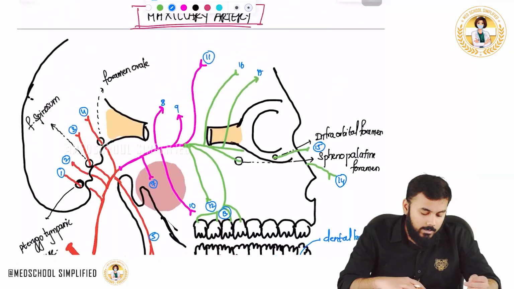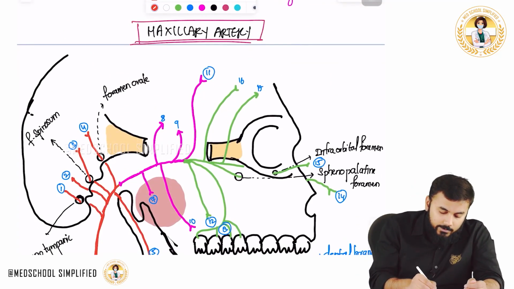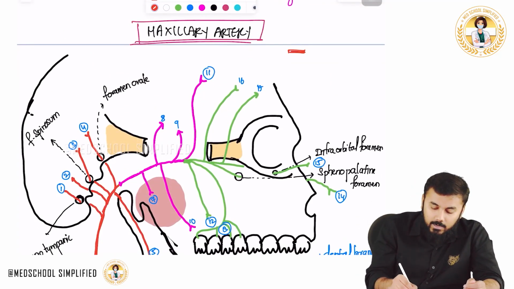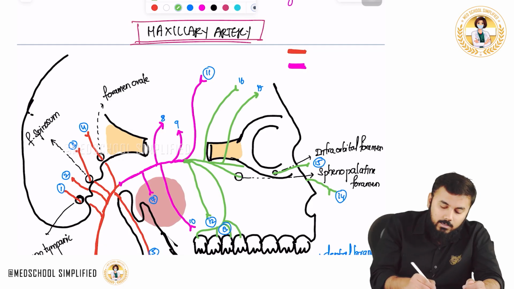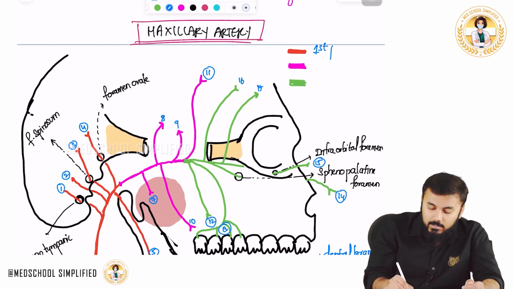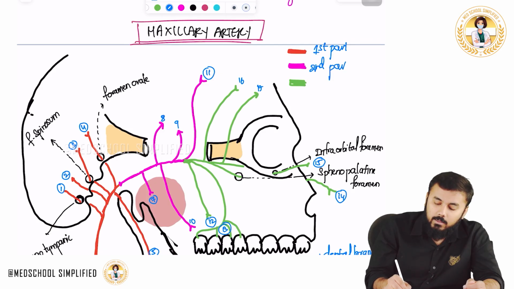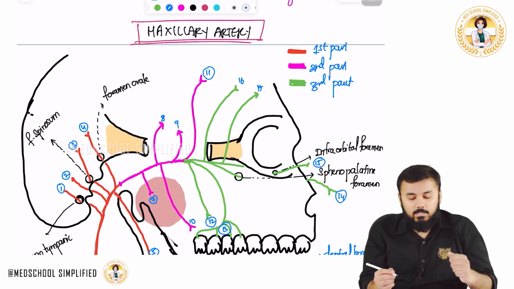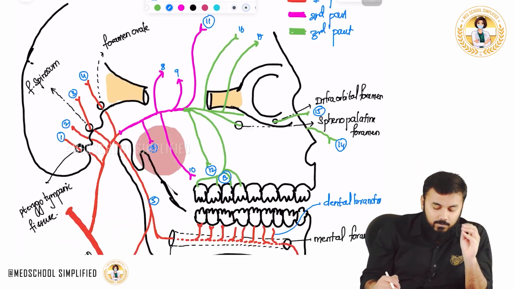So all the arteries whatever I have drawn over here, let me just sum it up. The arteries which you can see with the red sketch, the arteries with the pink, and the arteries with the green. The first is called as the first part of the maxillary artery, the second one is called as the second part of the maxillary artery, and the last one is called as the third part of the maxillary artery. So these are the three parts of the maxillary artery which you need to know.